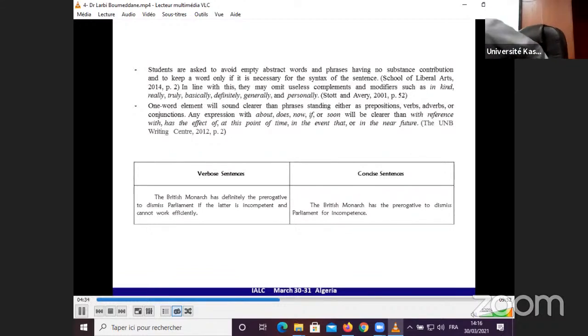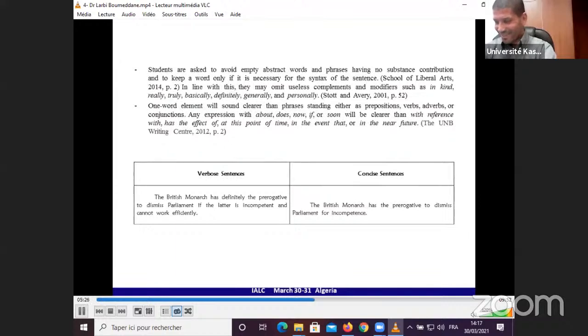Students are asking the voice of abstract words and phrases, having noticed such a wonderful style. In line with this, they may offer useless compliments to the clients. One of the elements is wordier phrases, standing either on prepositions, adverbs, or conjunctions. Any expression with does, now, if, then, with reference, has the effect of at this moment of time, in the event that, or in the near future.